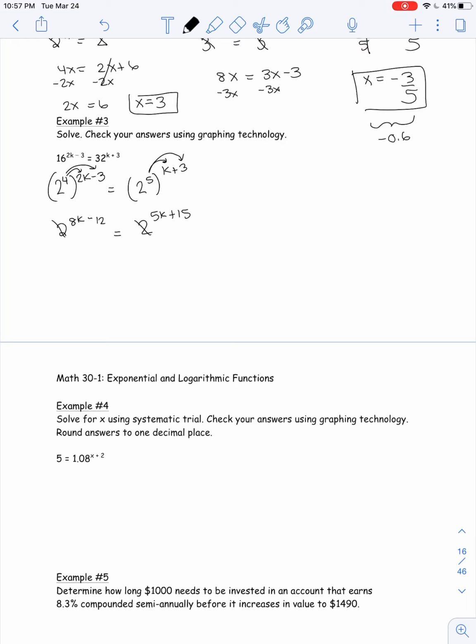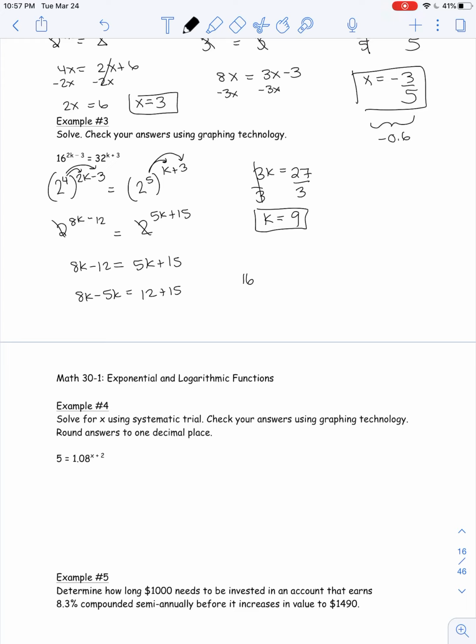So what we're doing is we're getting rid of the bases because they're equal, which means that the exponents are equal. Bring the 5k to the left side, bring the negative 12 to the other side. You'll get that 3k equals 12 plus 15 is 27, divided by 3 on both sides. K equals 9.